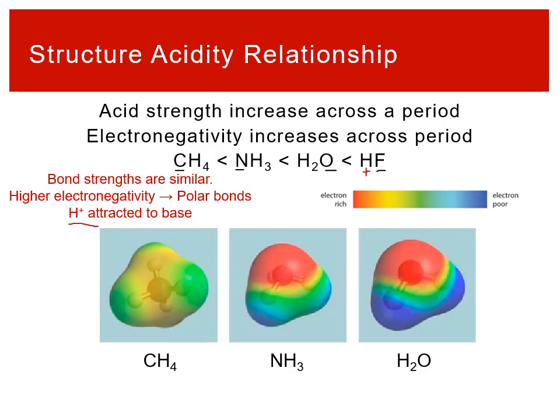And so we have these maps down here for CH4, NH3, and H2O showing the relative enrichment or depletion of electrons. We can see that CH4, this is something that we said never behaved as a base. And you can see that the color green there shows a very equal sharing of electrons. This is a nonpolar molecule, very close to equal sharing of electrons, not much in the way of dipoles. As we get to NH3, it increases.